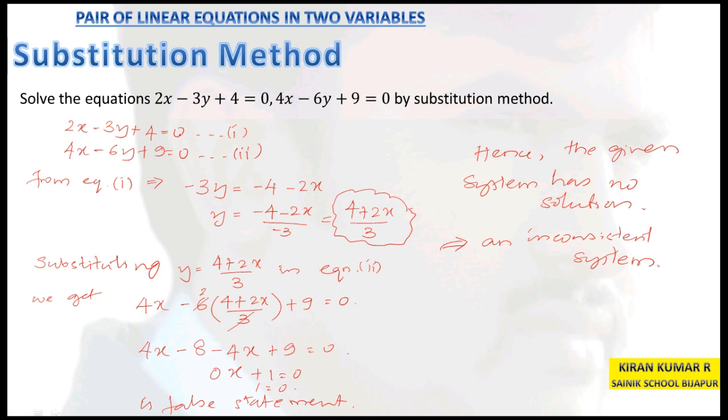If you take the ratio of the coefficients and the constant, you can see a1 by a2 will be equal to b1 by b2 and it is not equal to c1 by c2. In such a type of system, we will not have a solution. Since there is no solution, it is considered an inconsistent system or inconsistent pair of equations.